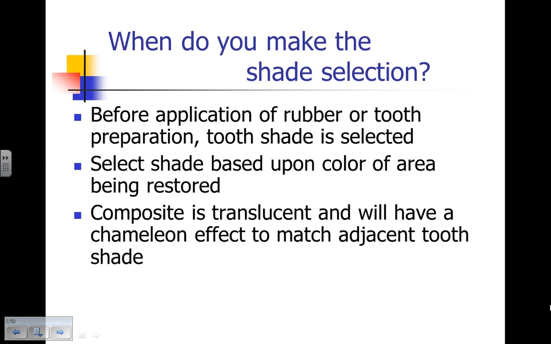You have a patient that you've diagnosed with Class III caries, a Class III defective restoration, and you're going to be restoring that tooth. Before you start any of your treatment, you need to select the shade. You select the shade before application of the dental dam, before tooth preparation. You'll select the shade based upon the color of the area being restored. And keep in mind the composite's translucent and will have a chameleon effect to match the adjacent tooth shade.